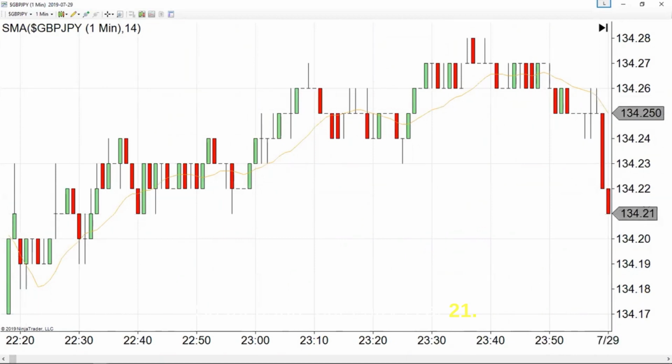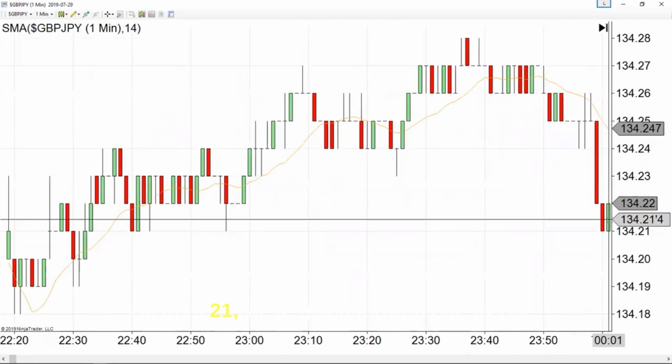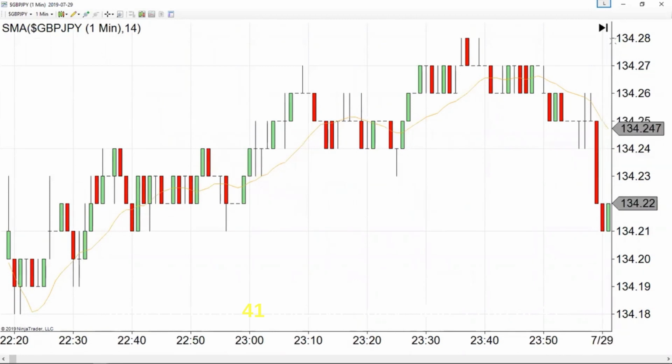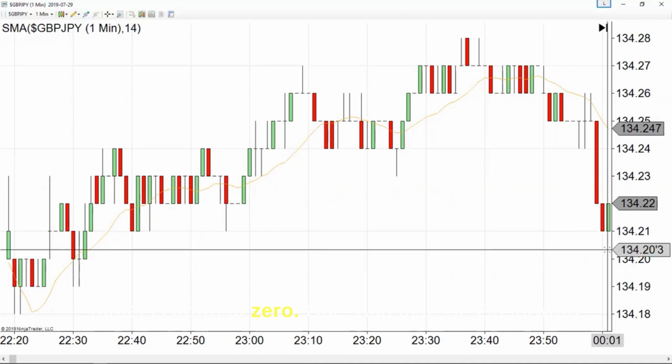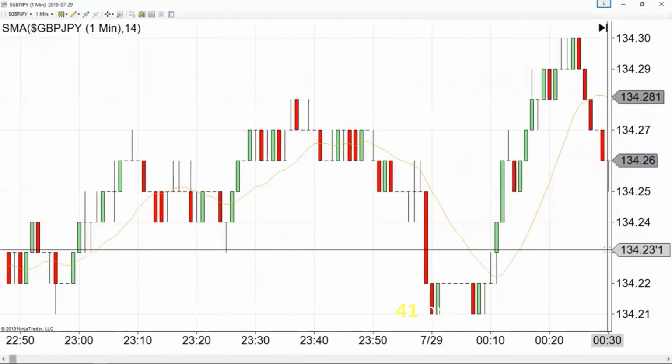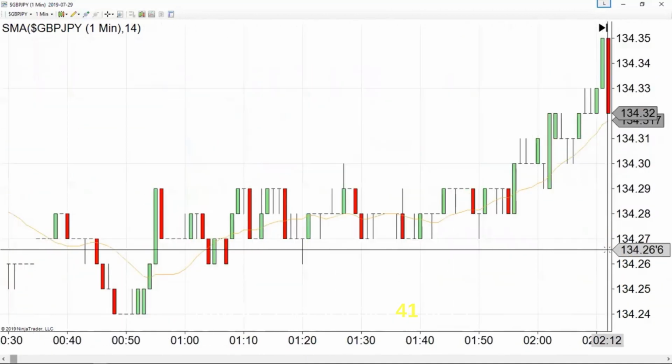So therefore our entry is at 21. Remember, we're only looking at the last two digits because that's the only thing that moves. From 21, we're going forward one by one. Stop is up at 41, and target is down at 01. And that's it. Go forward now. Let's see if it hits 41 or 01.